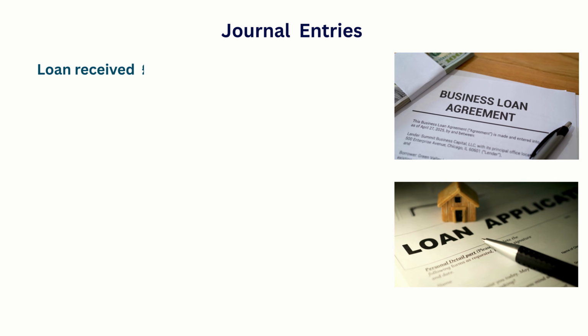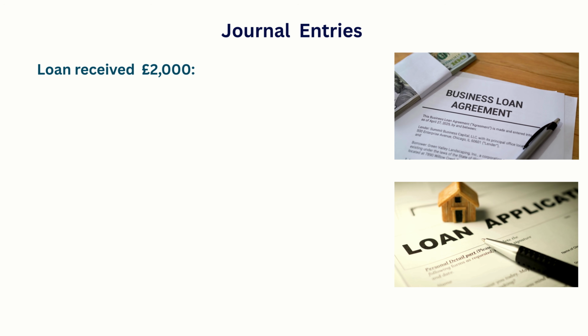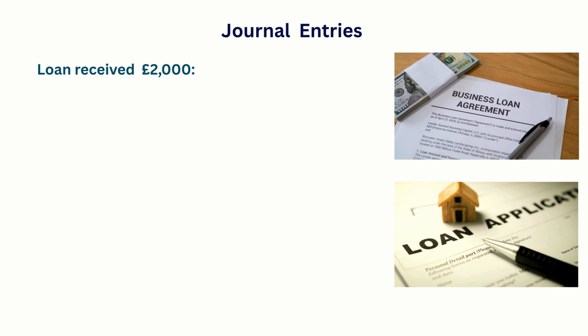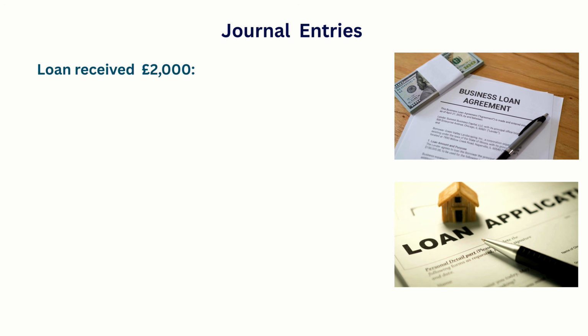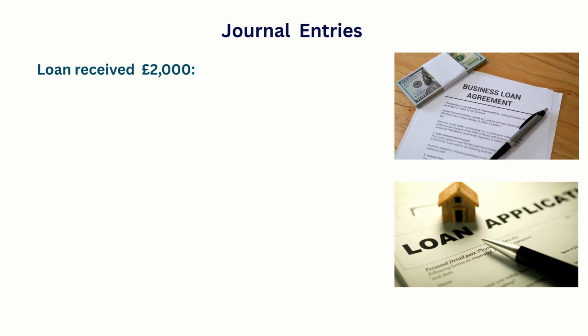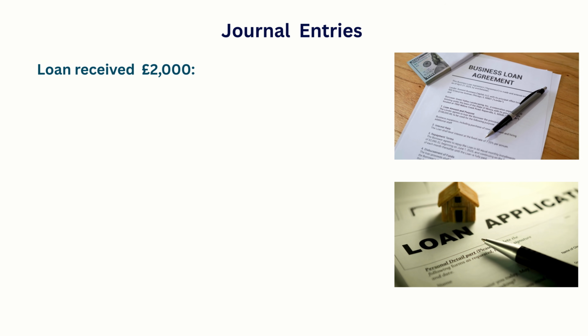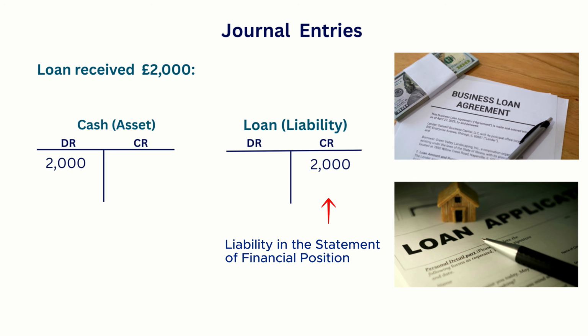Now let's look at a loan received of £2,000. In this case, the business has received cash, but unlike customer income, this is not revenue because the business has an obligation to repay this amount in the future. Under accounting principles, a loan is classified as a liability. When the loan is received, we debit cash £2,000 and credit loan payable. So loans go to the statement of financial position.